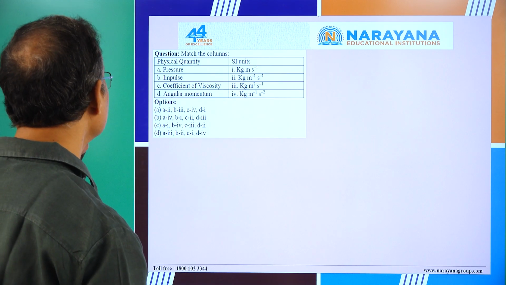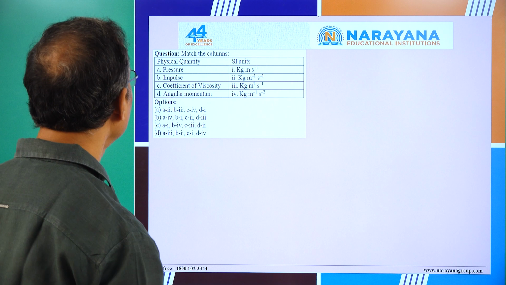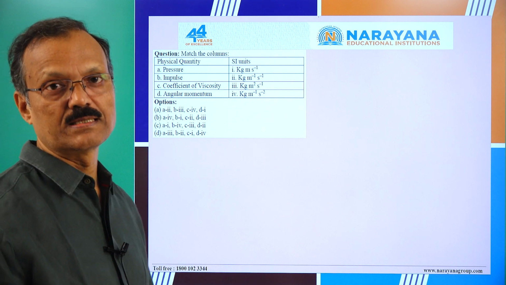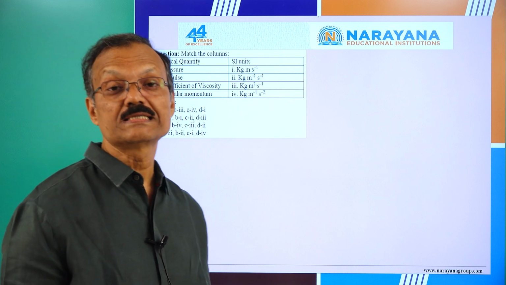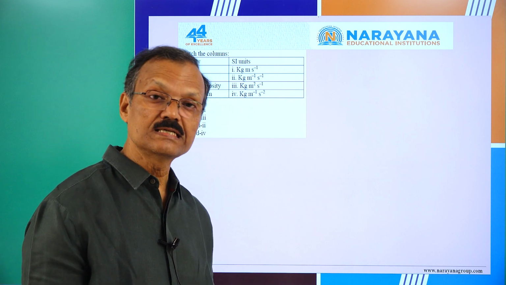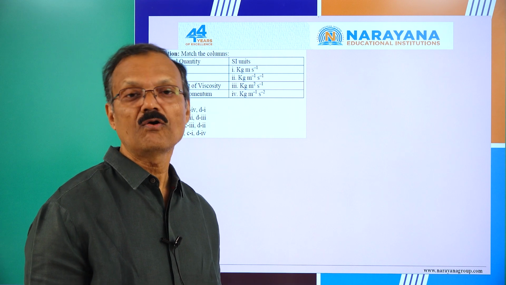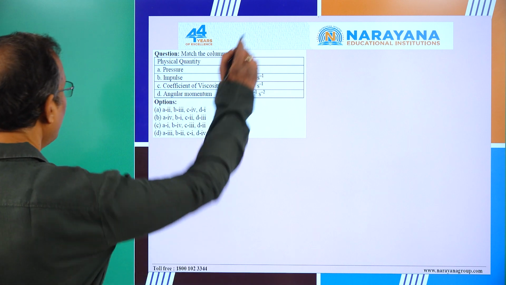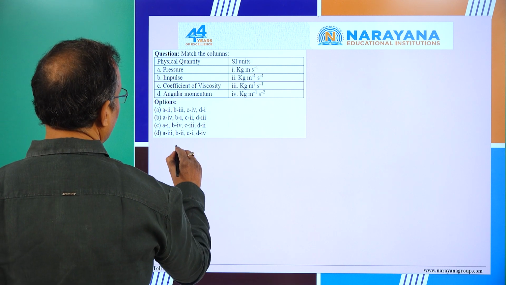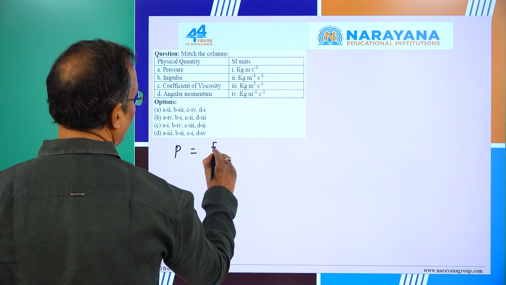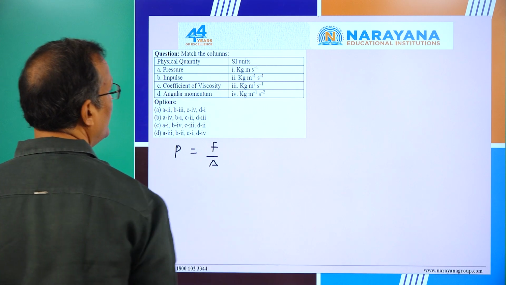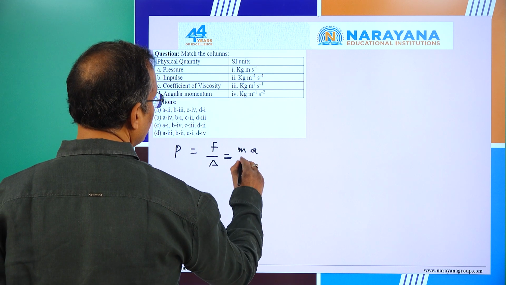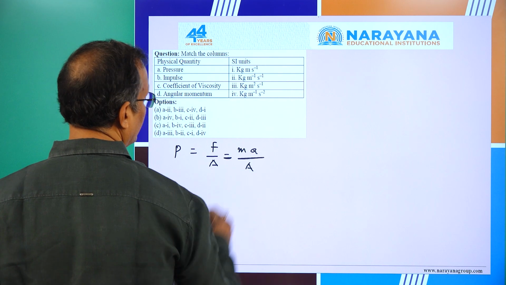Next, they are asking units. Match the following: pressure, impulse, coefficient of viscosity and angular momentum. You know that for writing units and dimensions, it is essential to know the definition or formula. For example, I am going for pressure. Pressure is equal to force by area.